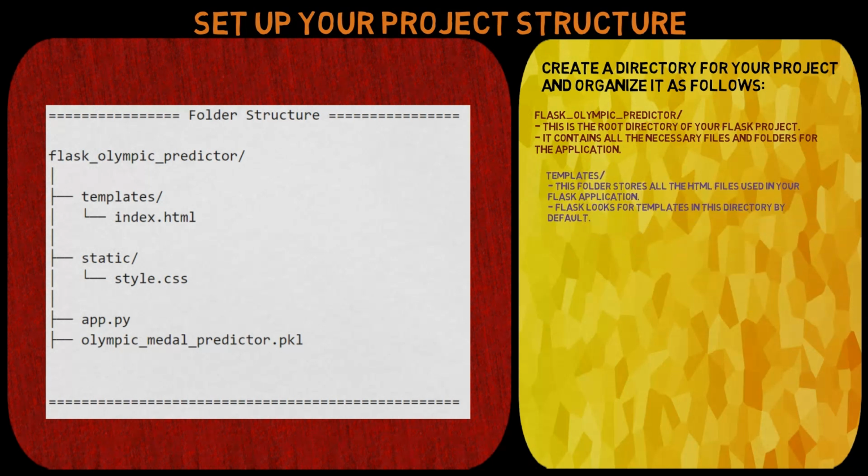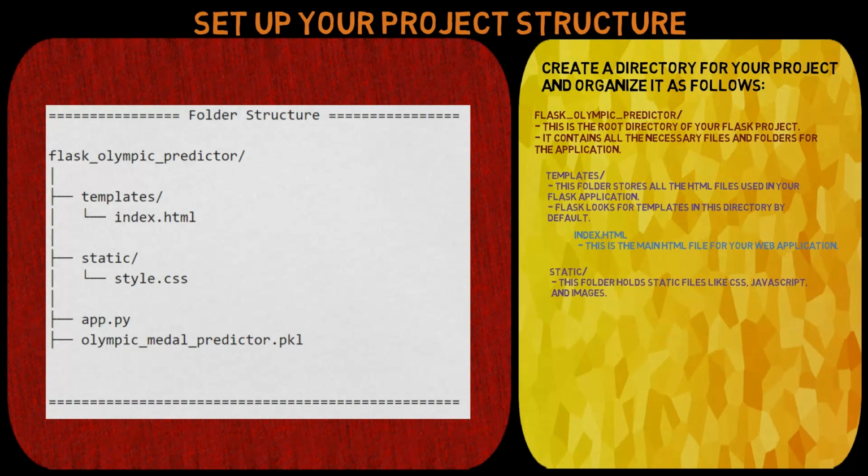Templates. This folder stores all the HTML files used in your Flask application. By default, Flask looks for templates in this directory. Index.html. This is the main HTML file for your web application. It defines the structure and content of the web page, such as the input form and the area where the prediction result is displayed.